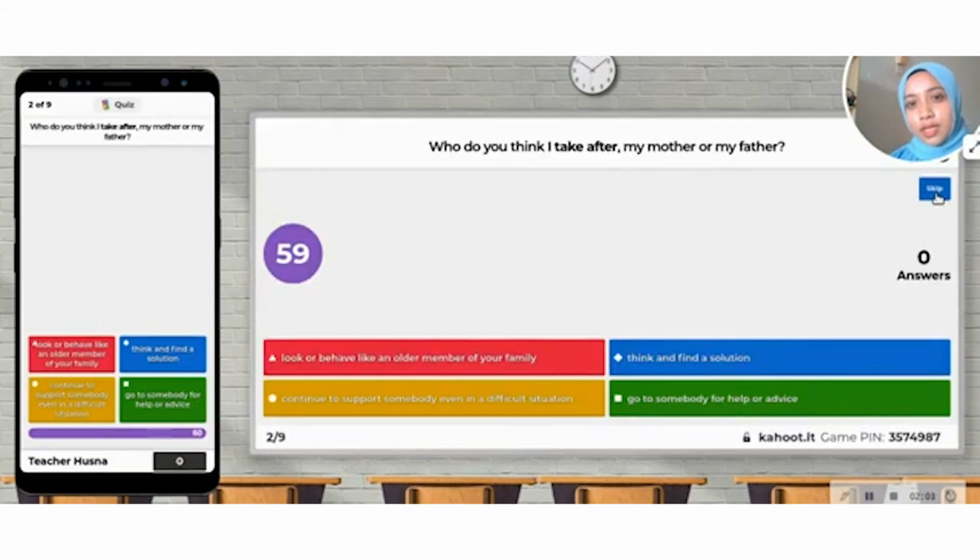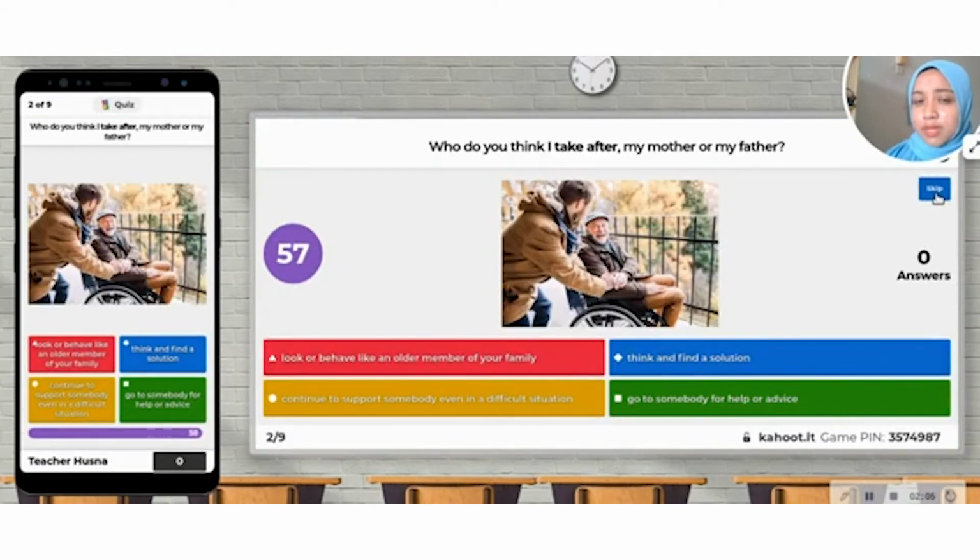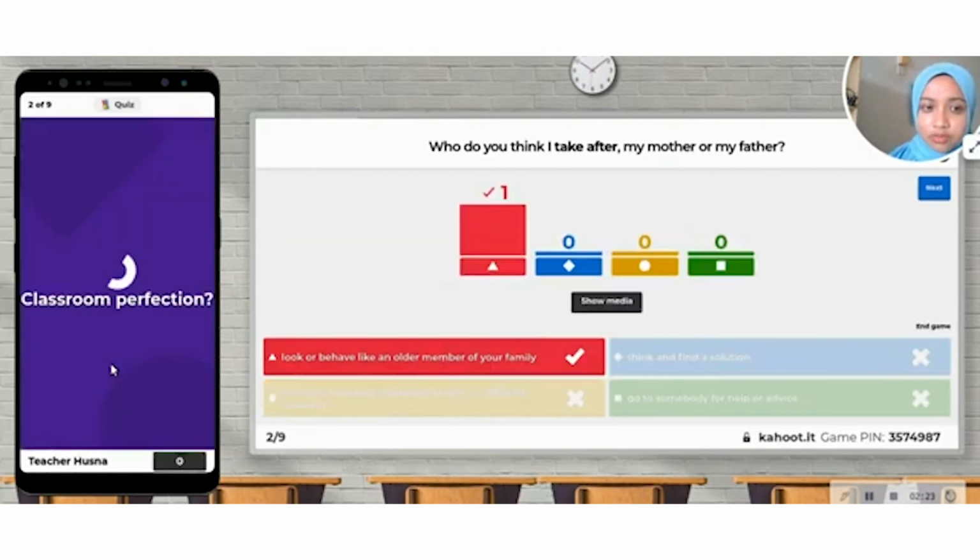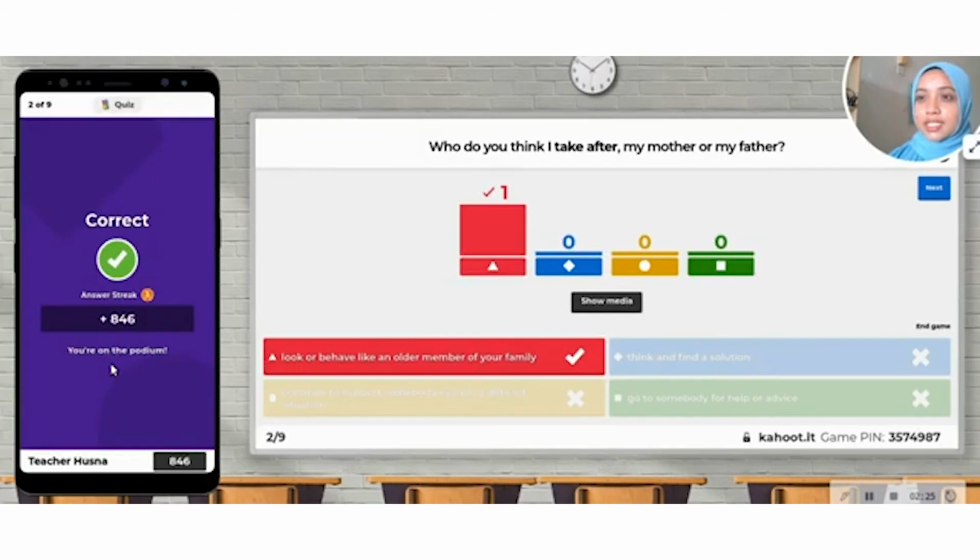So who do you think? I think of my mother or my father. You can see here we have look after, or older member of your family, think and find a solution, continue to support somebody even in a difficult situation, go to somebody for help or advice. So I will choose this one. Oh, sorry, the phone. Oh, I got it right. So this is how you play the game.